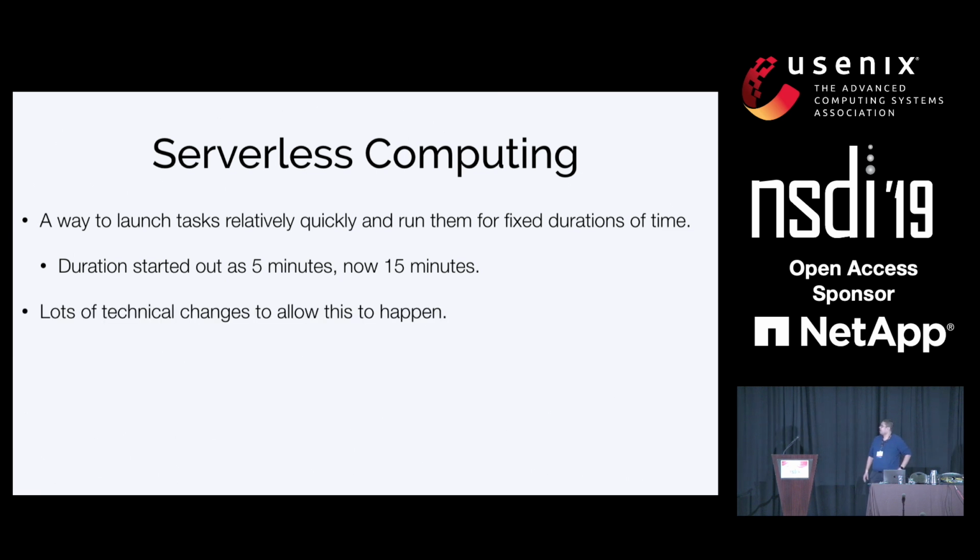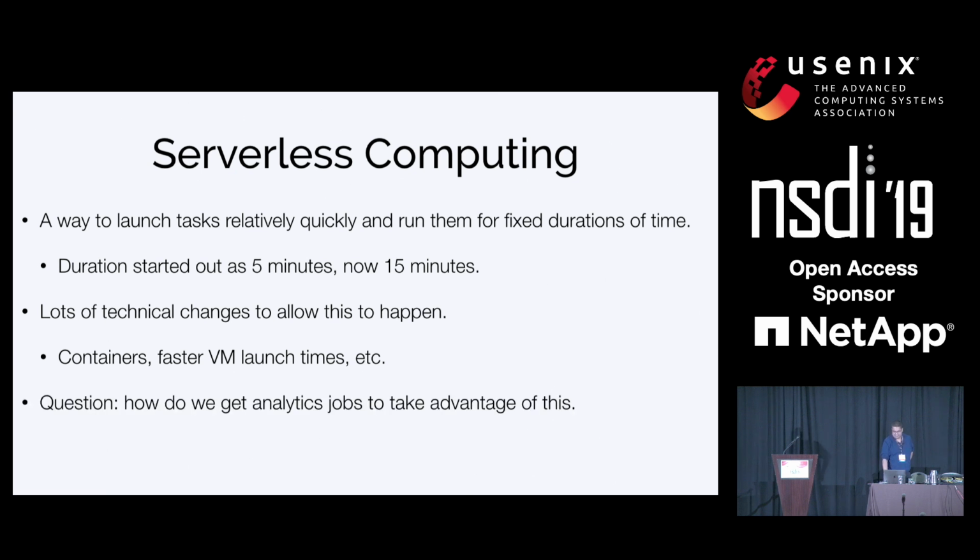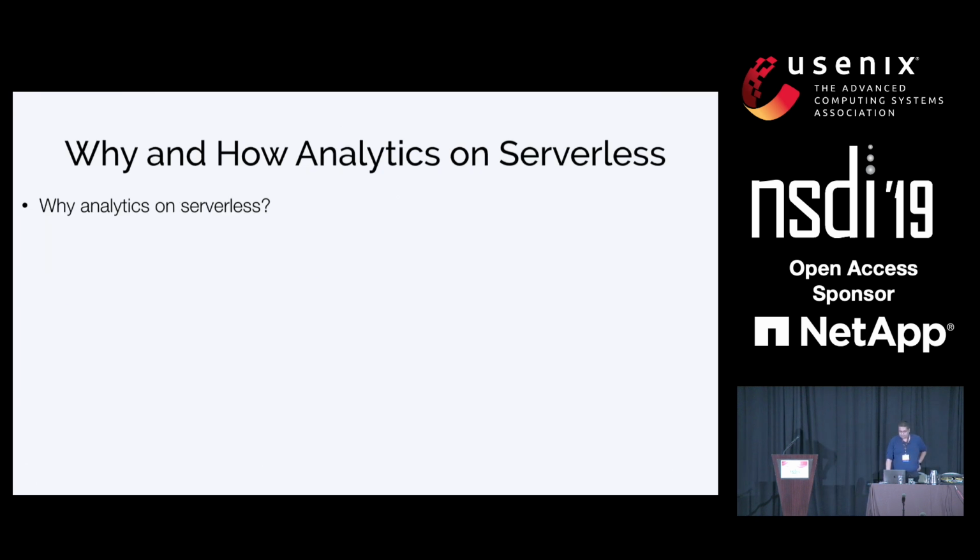Now, there were lots of technical changes on the provider side that allowed this to happen. We had things like containers. We had faster VM launches. This is something that there were several papers on at NSDI and OSDI, which people seem to have adopted those similar techniques. But now that we have this, how do we get analytics jobs to take advantage of this super fast launch? And this is particularly important because these things weren't designed for that. They were designed for more front-end jobs. Like I receive a web request, I build out a web page, I send it back. I don't need to have a web server all the time.